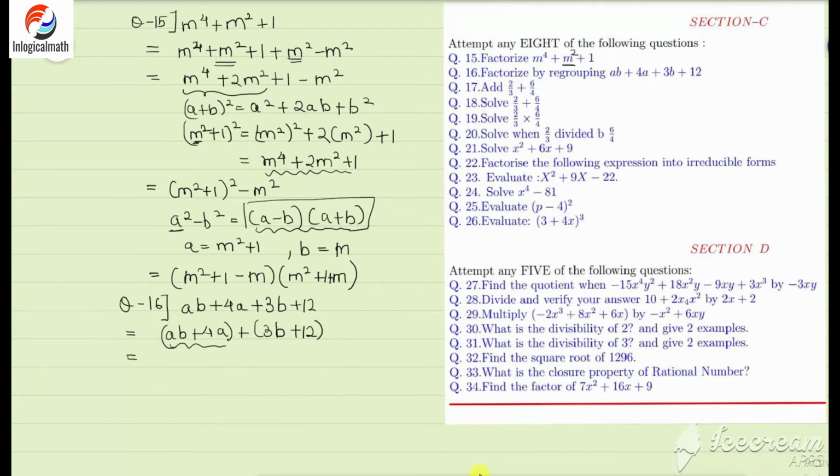From the first group we can take out a as common, so we get a times (b plus 4). From the second group, as 3 is a factor of 12, since 3 fours are 12, we can take out 3, so 3 times (b plus 4). Taking (b plus 4) outside the bracket, what remains is (a plus 3). So the factors of ab plus 4a plus 3b plus 12 are (b plus 4)(a plus 3).